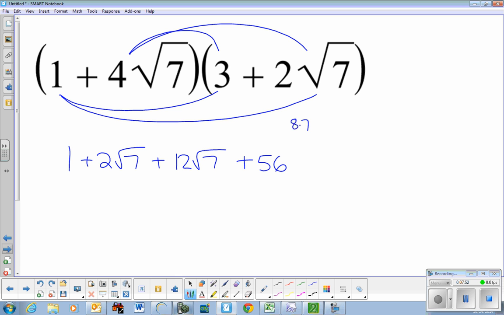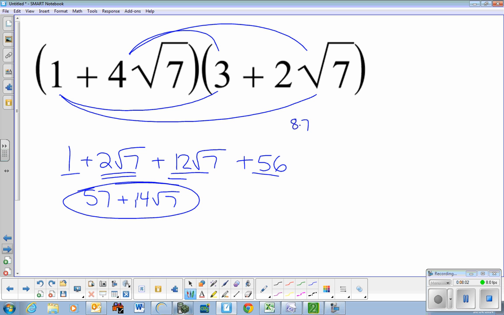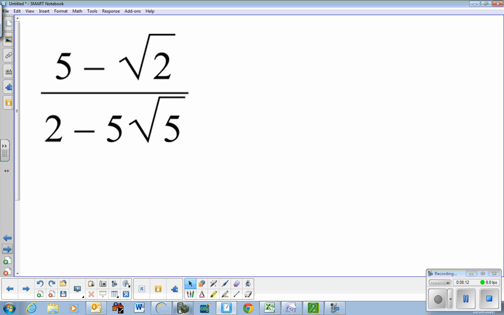So, like terms, 57 for these two, 14 times the square root of 7 for these two, and that's it. All right, so we can FOIL with these square roots. You can multiply them pretty much like you would any expression with variables in it.